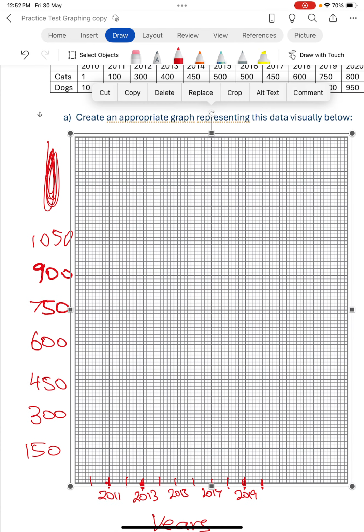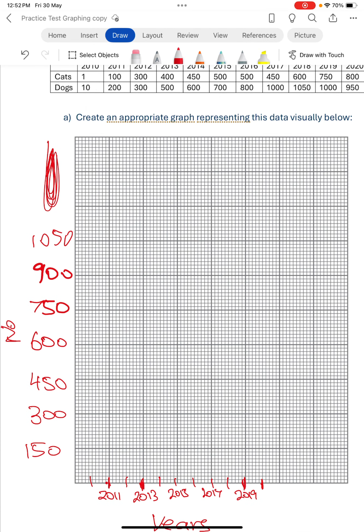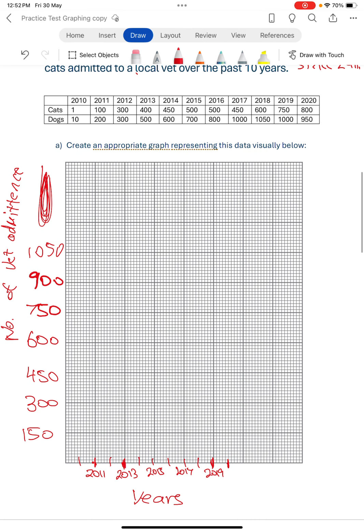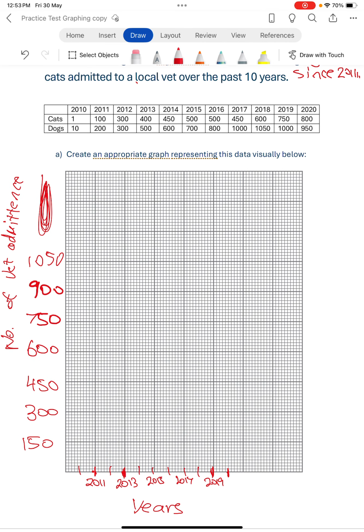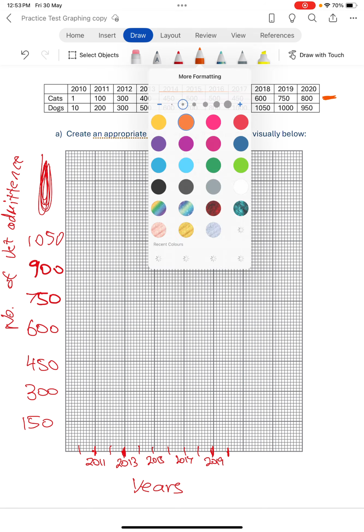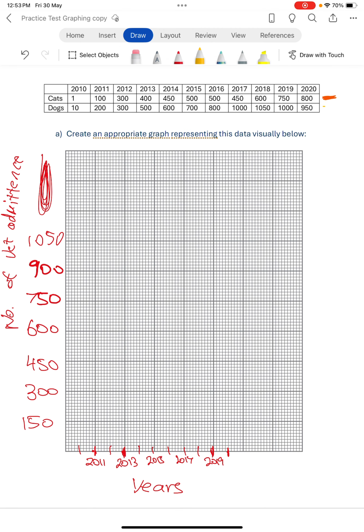Apologies. And then up the y-axis, number of vet admittance. I don't know if I've made a word up there, but something to describe the situation. In our case here, we're talking about cats and dogs. Now, when we have two variables like this, in this particular case, I'm going to make a line graph. Not saying that's the only one you could do, but that's the one that seems most intuitive to me. I'm going to label the cats as orange and the dogs as yellow. And that way I've got two very clear lines down here.